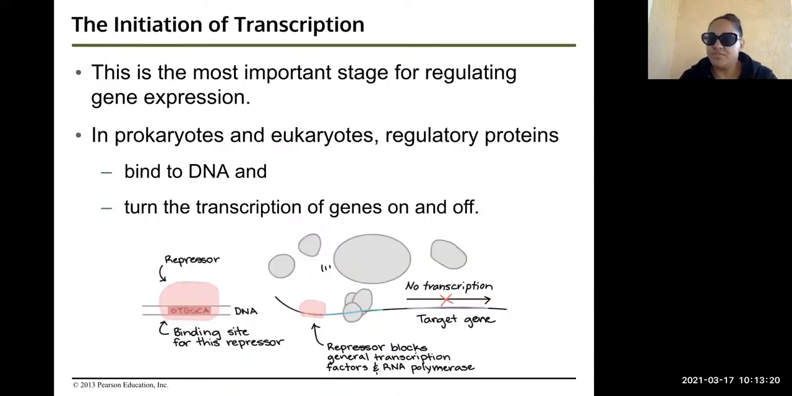The initiation of transcription is the most important stage for regulating gene expression. In prokaryotes and eukaryotes, regulatory proteins bind to DNA and then turn the genes on or off. So the repressor, like we said, physically binds to the DNA at a certain point and blocks transcription. Something has to happen to make that repressor let go so that transcription can happen.